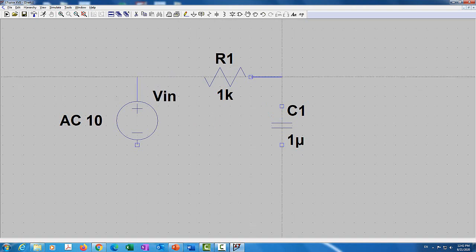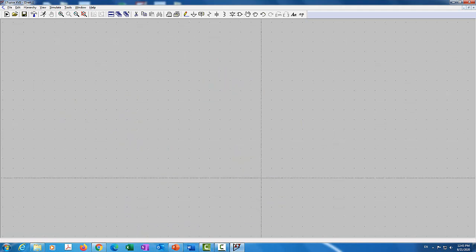When you draw the circuits, try to be as neat as possible. It helps if the drawing of the circuit looks very similar to the circuit that you're trying to simulate. So try to make it very similar to what you have in your assignment.